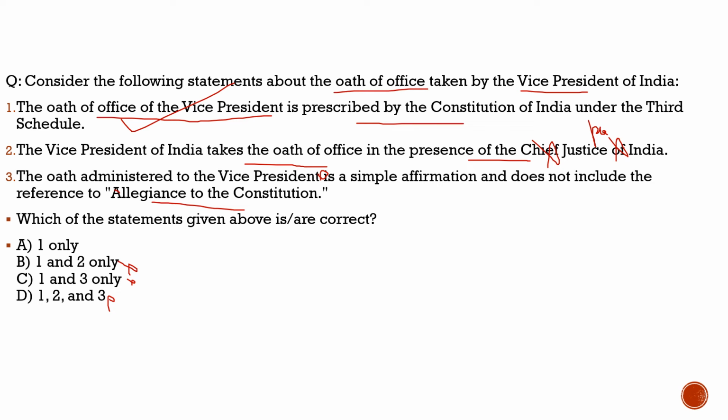The oath of the office of the Vice President is prescribed by the Constitution of India under the third schedule, and about in front of whom he gives his oath, it is the President in front of whom he gives his oath, and his oath does talk about the allegiance to the Constitution. So with this, I hope you had understood this topic also, and in this way a question can be asked related to the oath of the Vice President. Now let's move to the last part of our discussion, where we will solve a previous year question and we will conclude our discussion there.